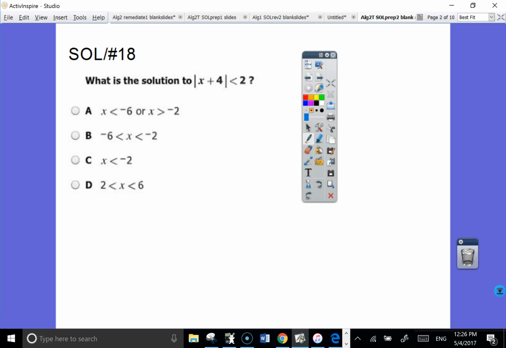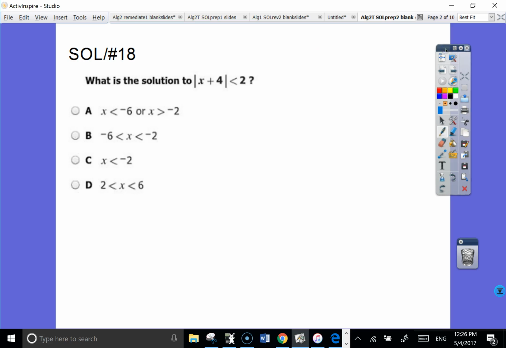Number 18. This is absolute value less than. We're responsible for absolute value equations and inequalities. And for inequalities, they could be less than or they could be greater than. Okay, so we're going to solve this with the math. Then what's the first step of solving any of those three?